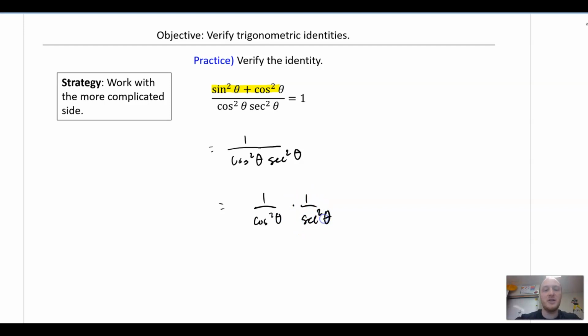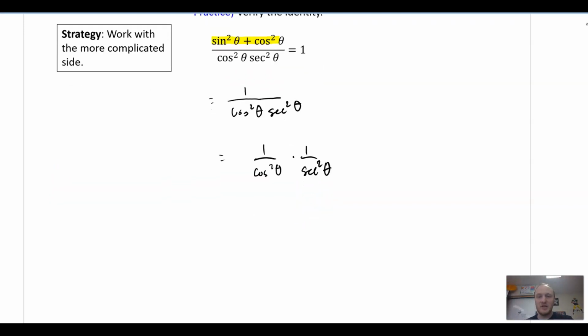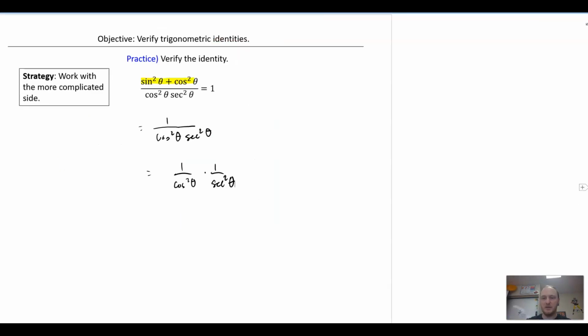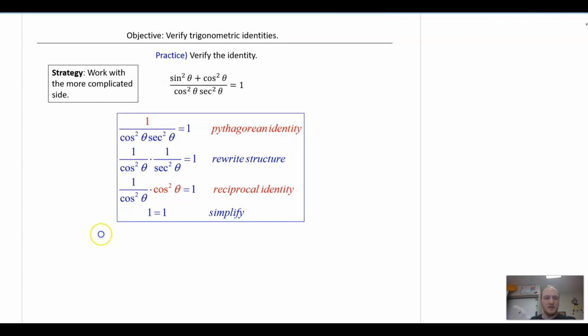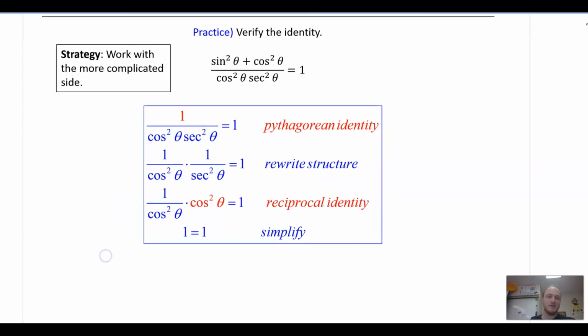So if you got stuck and you didn't know, pause the video. I want you to clean it up now. You should be able to easily do this. All right, so hopefully you did this, and I hope you got this, right? So secant squared theta, that's just cosine squared theta. Sorry, 1 over secant squared is cosine squared theta.